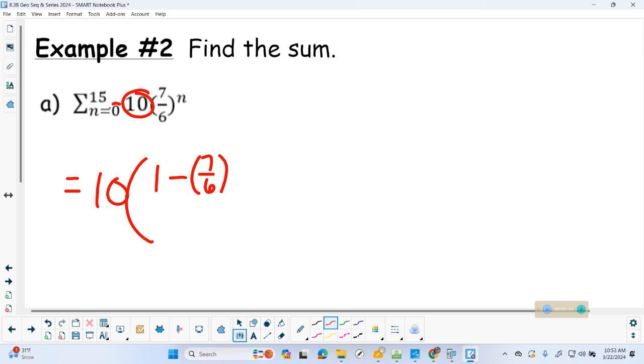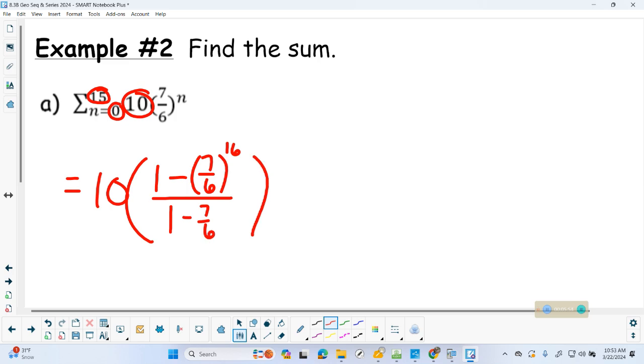So you have to look at your lower limit and your upper limit. From 0 to 15, how many terms is that? 16, because you're including 0. So be careful of that. If it was 1 to 15, that would just be 15. And then our formula, 1 minus r.